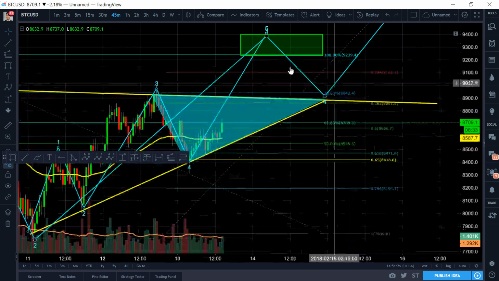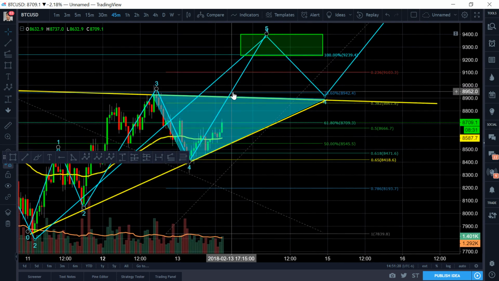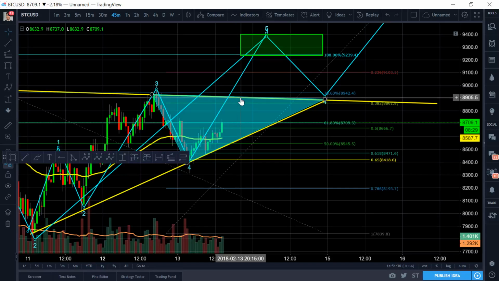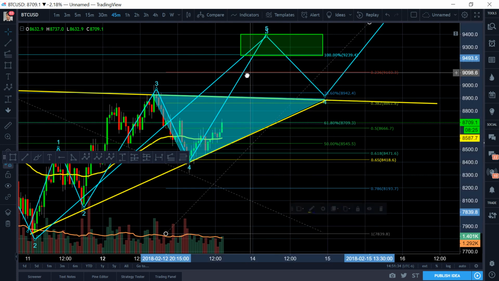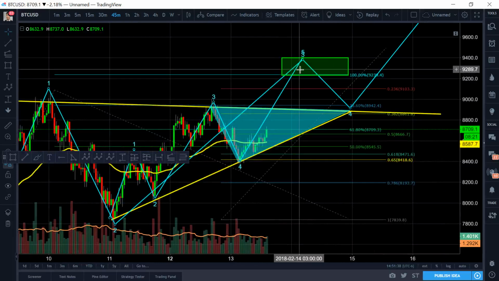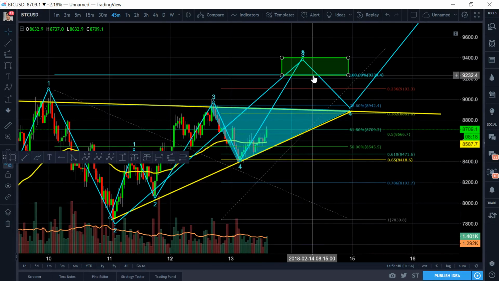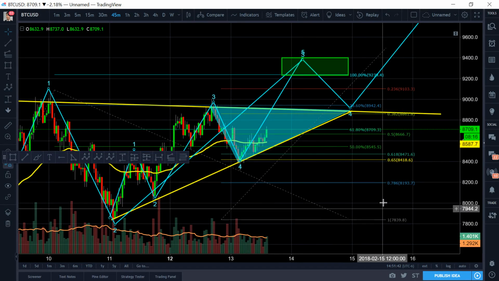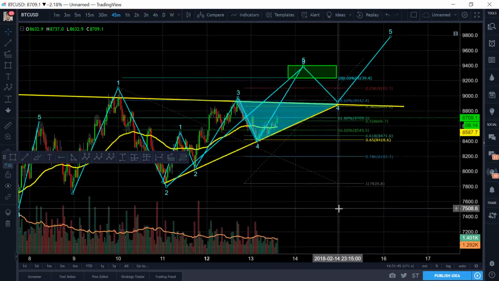So my target for today, unfortunately, the high for today is 8,900. That's going to be the target for the day right here, short term. Now my medium term target, as in a few days, is going to be about 92 to 9,400. Those are critical points for the bull scenario.